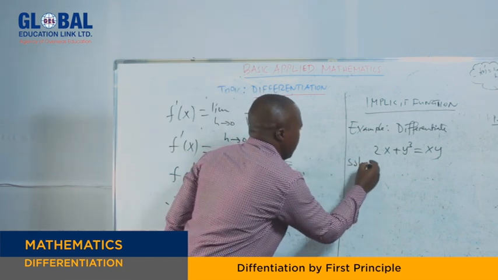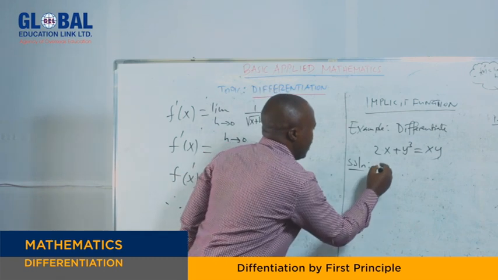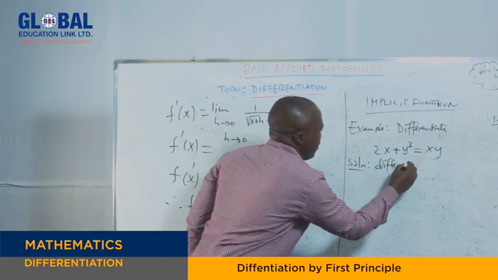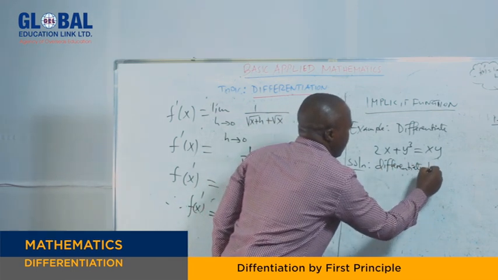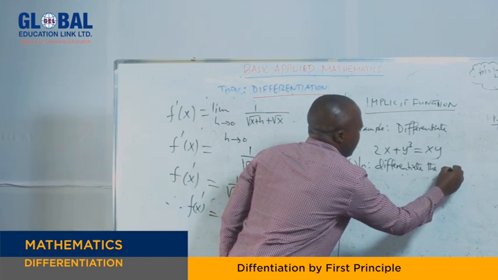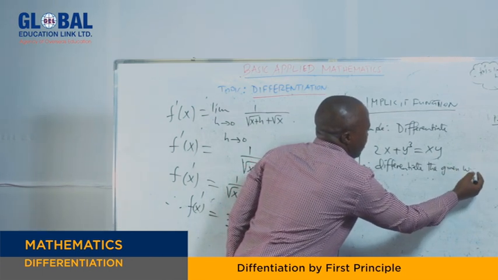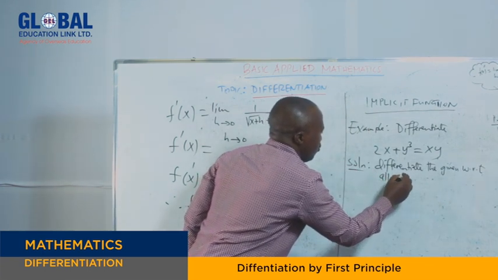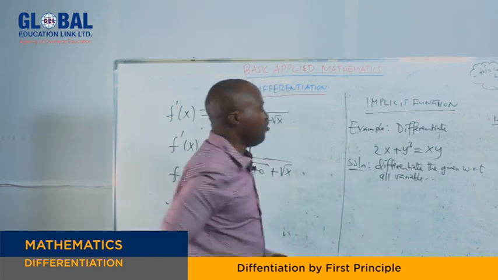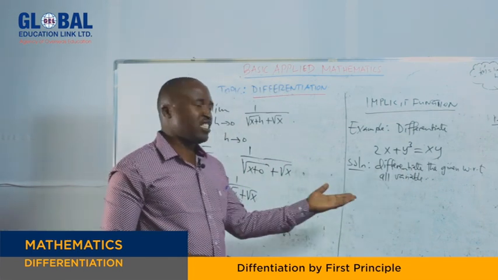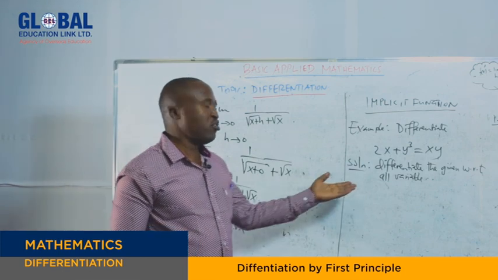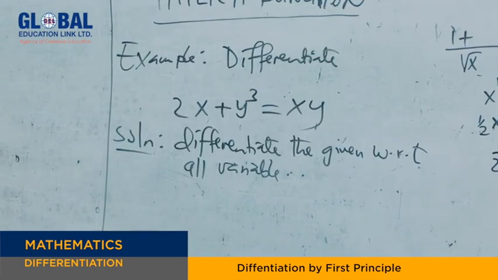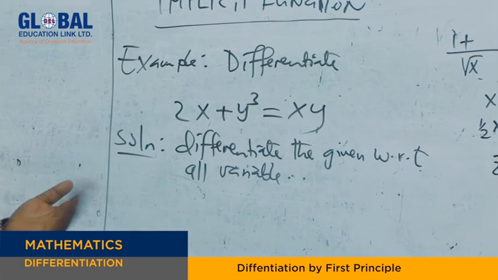Solution. We say differentiate the given function with respect to all variables. Here we differentiate the given function with respect to all variables. What variables are we having here? We are having two variables, that is x and y. So we differentiate our given function with respect to all variables.